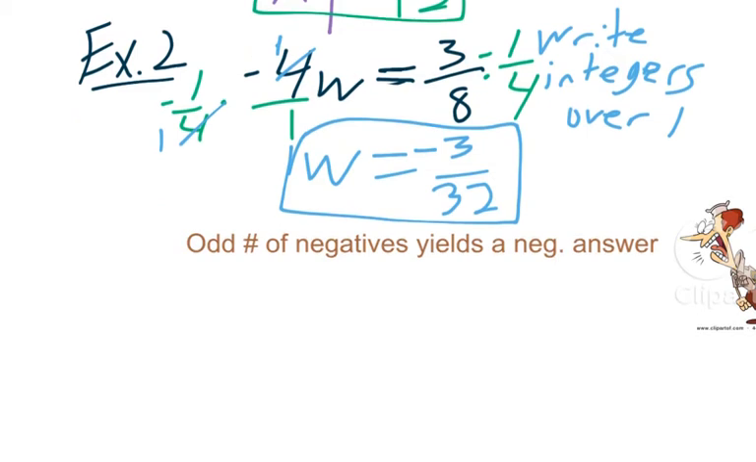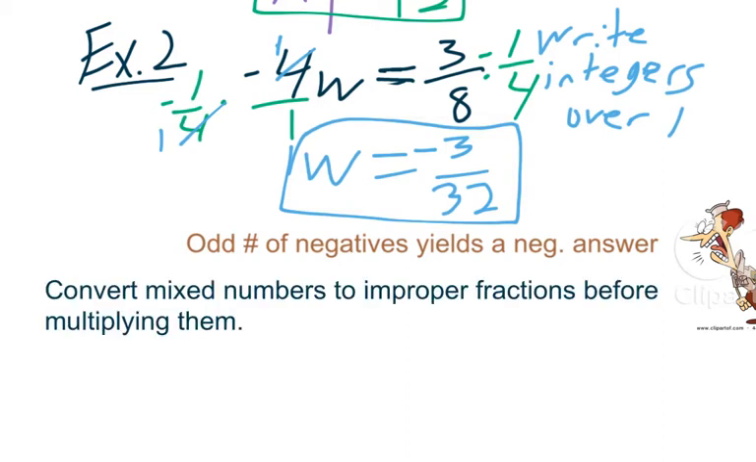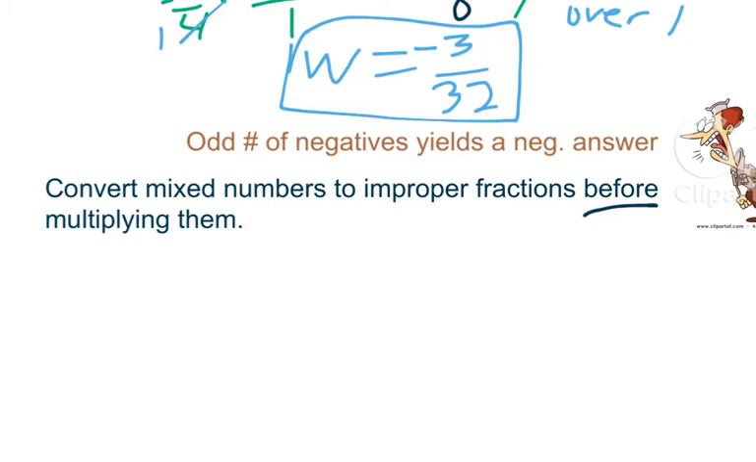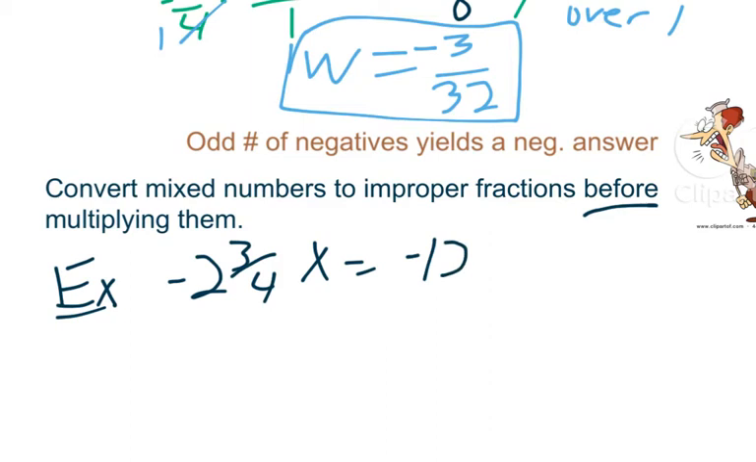Next up, we're going to use mixed numbers, and we need to remember to convert them to improper fractions. So we have to convert them before, that's the key word, before we multiply them. So for example, if we had negative 2 and 3/4 x equals negative 12 and 1/2, we need to convert these into improper.